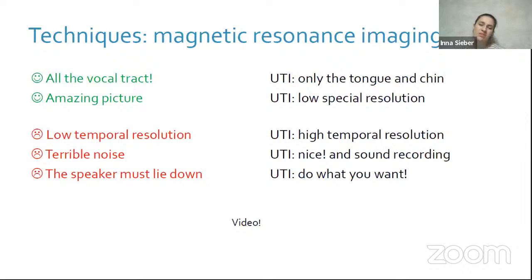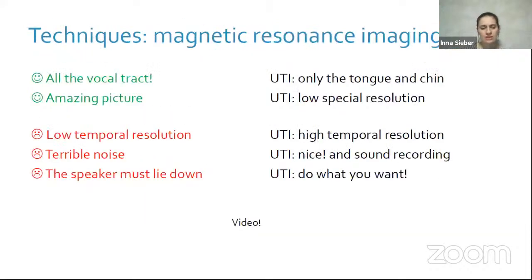At the same time, when you use this ultrasound tongue imaging, you can't see what happens with the glottis, and you can only see the tongue and chin. The palate and teeth are not so well seen.